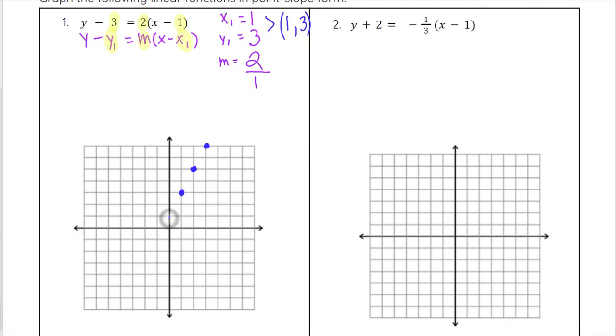Down 2, left 1, put a point. Down 2, left 1, put a point. So again, it really just depends where you are looking on the graph or where you need to look on the graph.